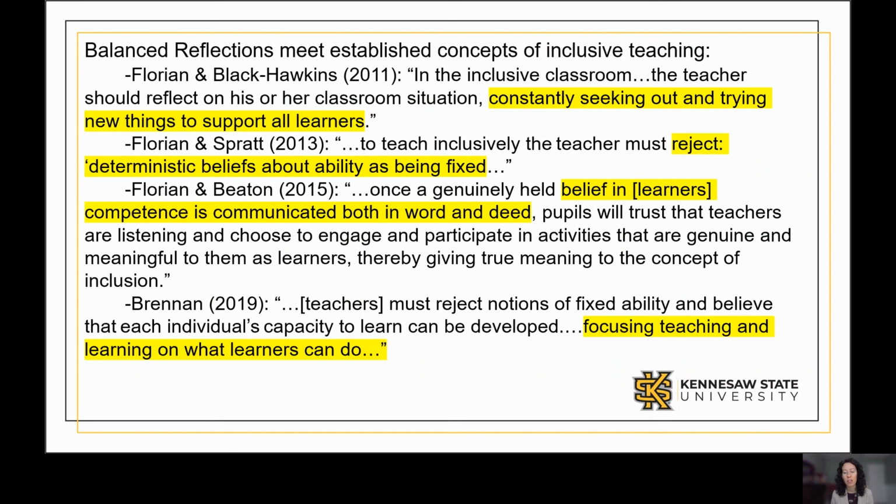And finally, from 2019, teachers should focus on what learners can do in the inclusive classroom. That's the importance of the positive aspect of Balanced Reflections. It reminds learners, hey, you did okay. There are things you did well here. There are things you can do. So let's start off by addressing those, highlighting those to give you some encouragement to move forward.